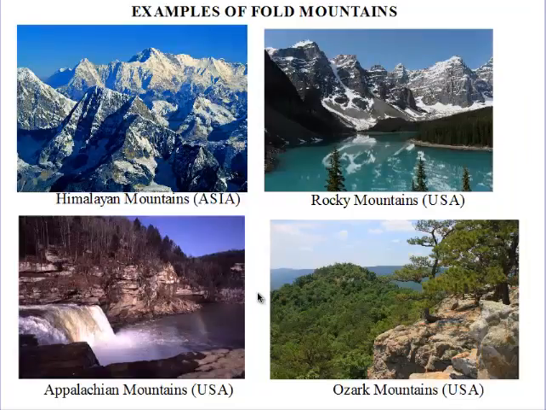Now some examples of fold mountains. We have the Himalayan mountains in Asia, the Rocky Mountains of the United States. There is also the Appalachian Mountains, the Ozark Mountains, also in the United States of America. In Africa, there is the Atlas Mountain in Morocco. So these are some of the examples of fold mountains. And that will bring us to an end of fold mountains.